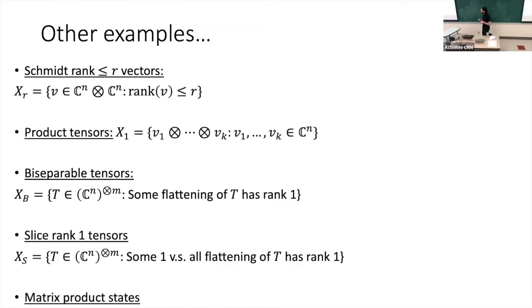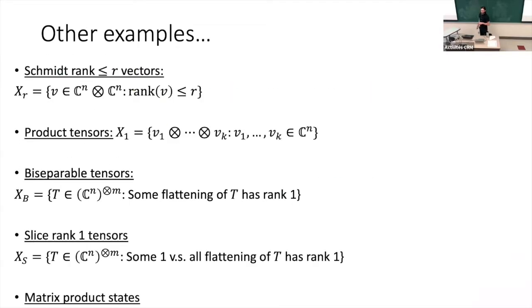Rank 1, and then matrix product states with open boundary conditions. These are the ones that have rank at most R with respect to one of the cuts, where you cut it in half in some way, left and right. Okay. So studying varieties in general gives you a host of examples.